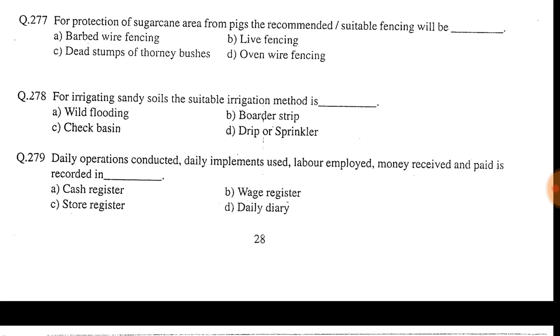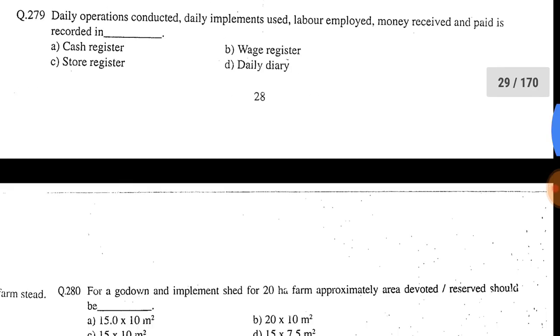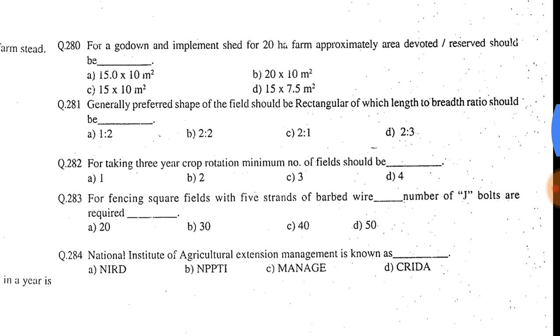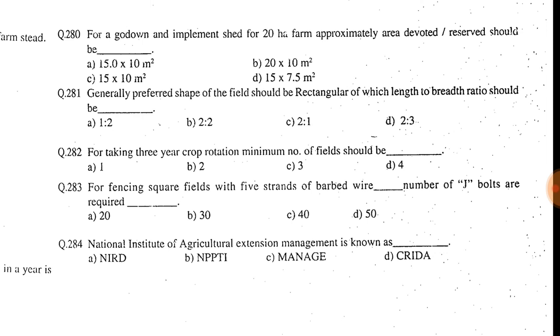278. For irrigating sandy soil, the suitable irrigation methods are drip and sprinkler. सैंडी सॉइल के लिए ड्रिप और स्प्रिंकलर. 279. Daily operations conducted, daily implements used, labour employed, money received and paid are recorded in the daily diary. 280. For a godown and implement shed for a 20 hectare farm, the approximate area reserved should be 15 into 7.5 square meters.